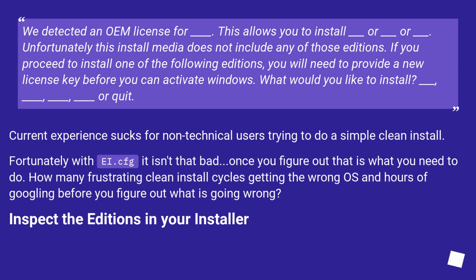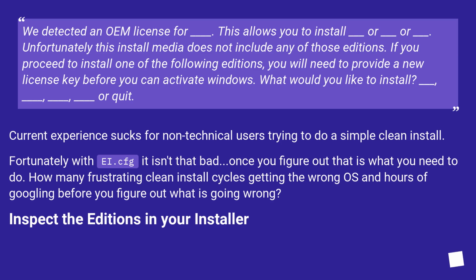We detected an OEM license for ___. This allows you to install ___ or ___ or ___. Unfortunately, this install media does not include any of those editions. If you proceed to install one of the following editions, you will need to provide a new license key before you can activate Windows. What would you like to install? ___, ___, ___, ___, quit.